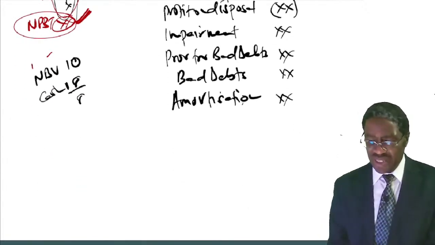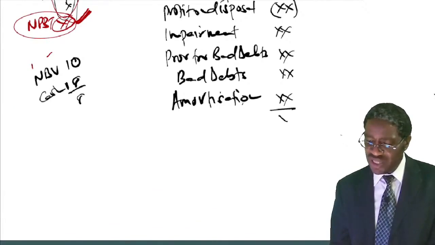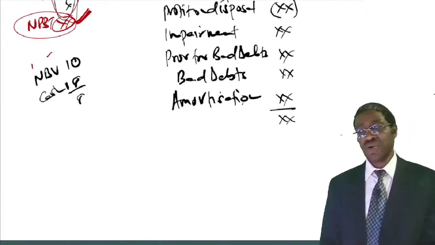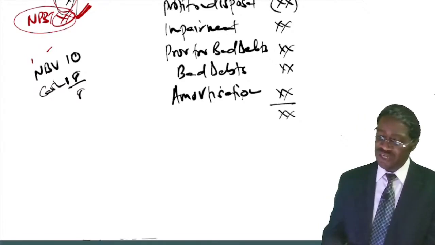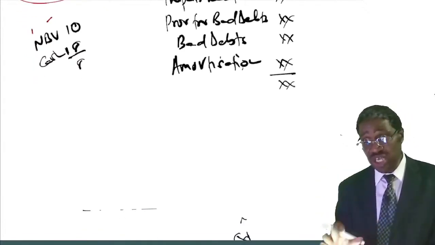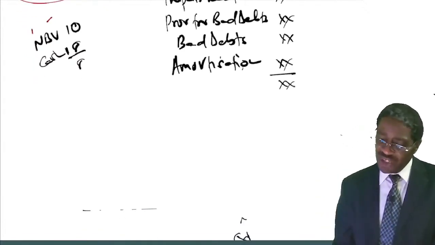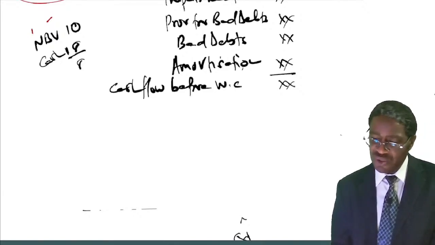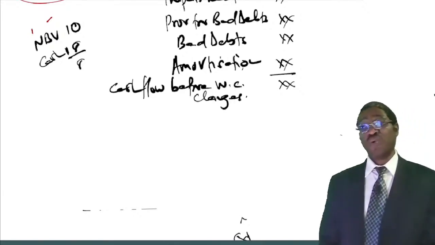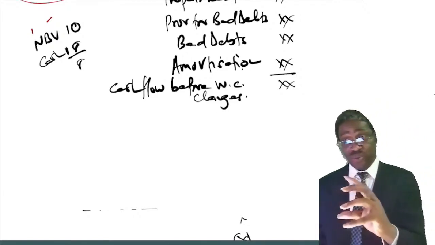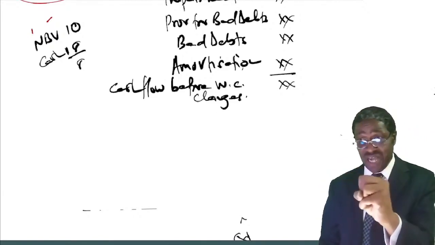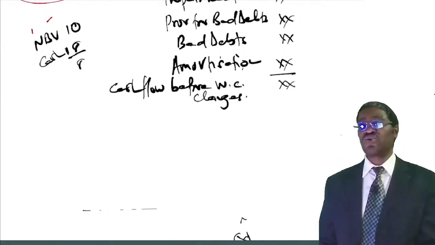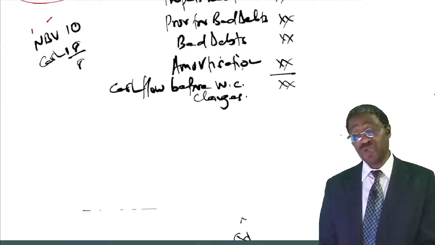Once you are through with that, you remember you had to get the totals. Okay? Let us assume you have identified everything. That total, if you remember, you had to call it cash flow before working capital changes. Once you identified the non-cash items, you had to call that total cash flow before working capital changes.